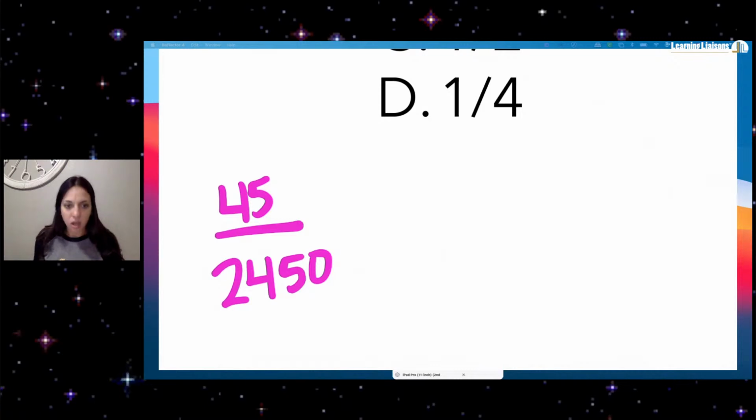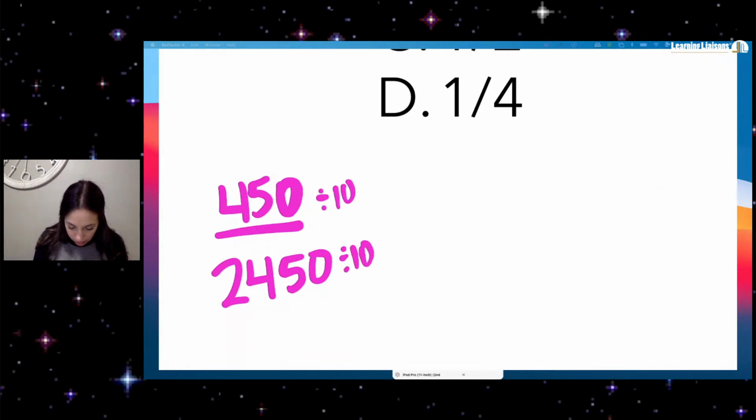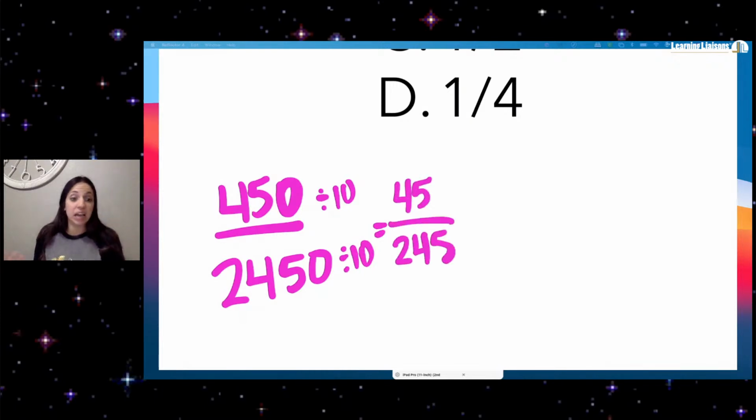So what do I know that both of those are divisible by? They're both divisible by 10 because they both end in a 0. So if I divide this by 10 and I divide this by 10, I'm going to get 45 divided by 245. And this is exactly what I would do if this was my test. Now, what would I divide them both by? I would divide them both by 5 because they both end in a 5. So 45 divided by 5 is 9. 245 divided by 5 is 49.